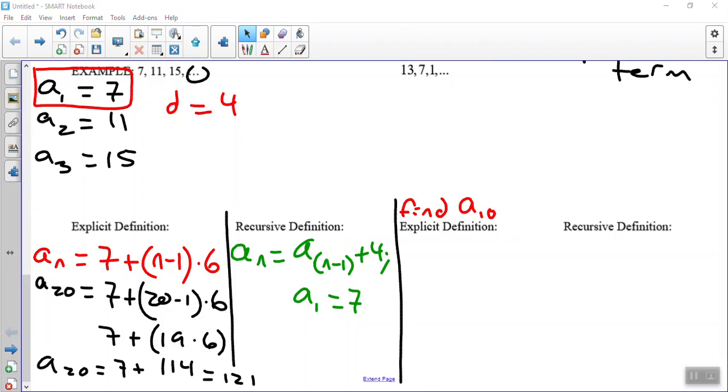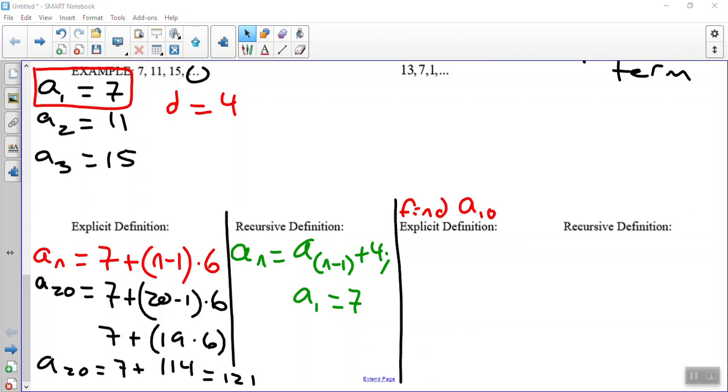All right, so with recursive, it's harder to find a given term. If I want to find a sub 20, I would need to know what a sub 19 was. And I can't just plug that in with recursive. Recursive isn't like a function. Explicit is much more like a function where I can just plug it in and get a result. I can't do that with recursive.